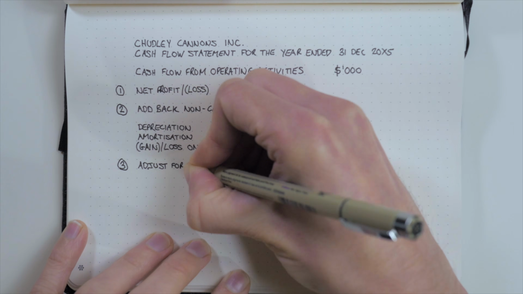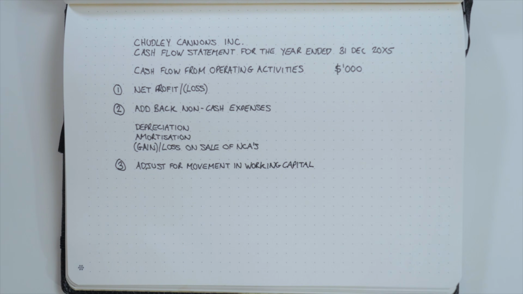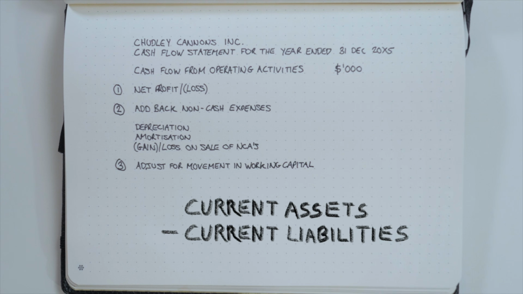The third and final step is that we need to adjust for the movement in working capital. Working capital is simply current assets less current liabilities. Current assets are generally made up of inventory and receivables, whereas current liabilities are made up of payables. To work out whether you need to add or subtract these movements in the calculation, you need to consider the impact they have on the cash balance.